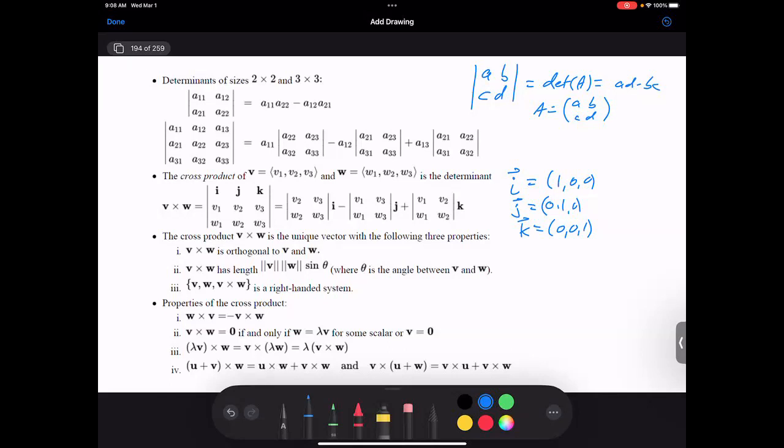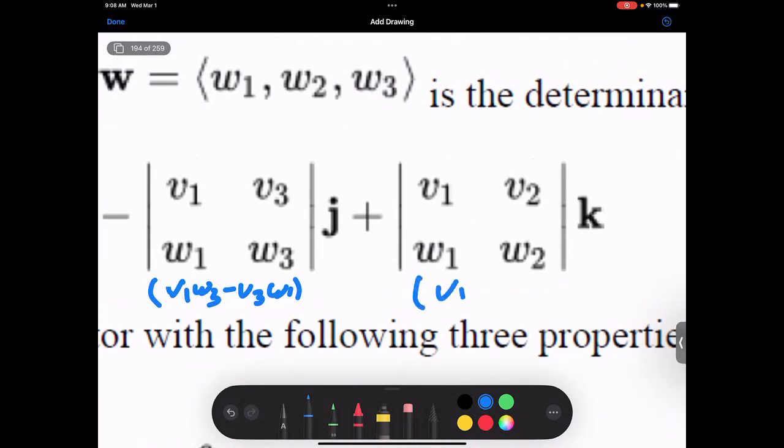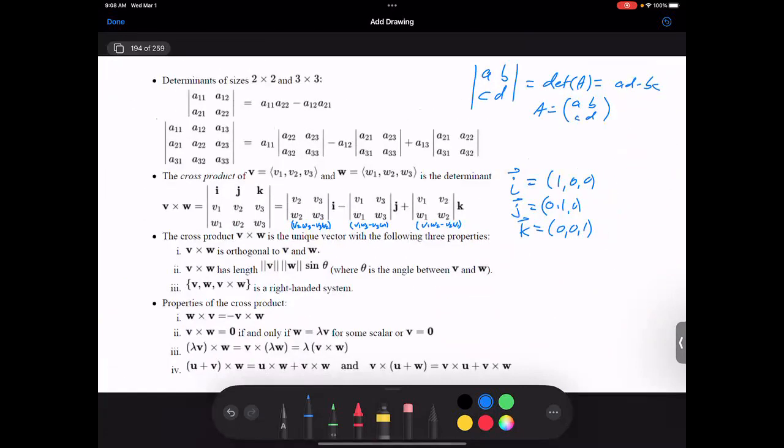This is a nice way to remember what v cross w is. When I expand it out, this is going to become, let's see if I can write small enough. Actually, I can zoom in, good. So I can write v2 w3 minus v3 w2. And then over here, this would be v1 w3 minus v3 w1. And then over here, this would be v1 w2 minus v2 w1. And I can expand these out using my rules. This is just a mnemonic for remembering the formula for the cross product.